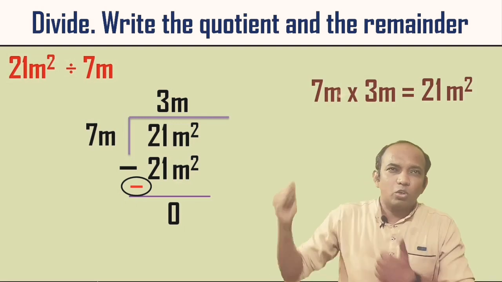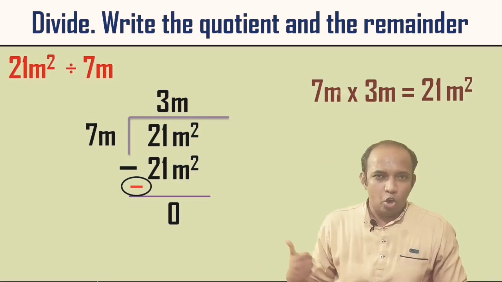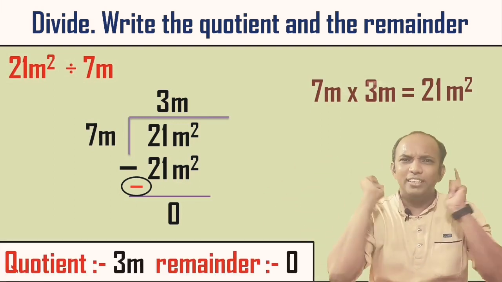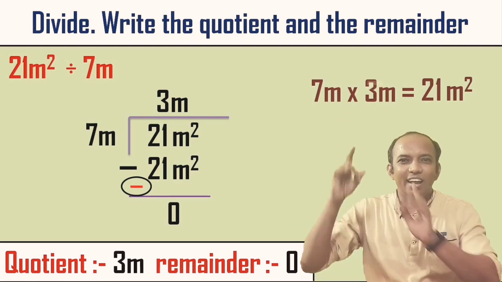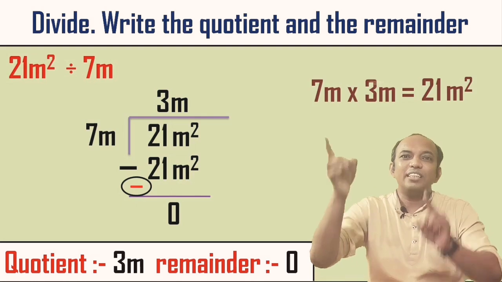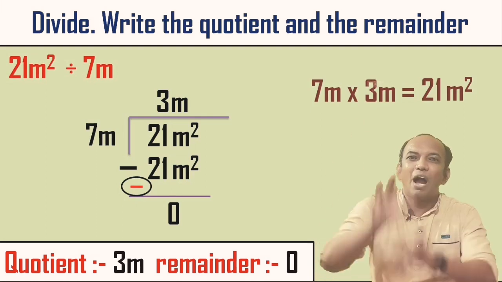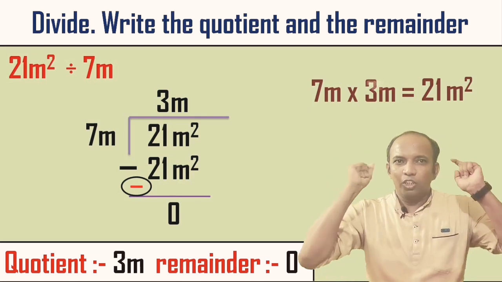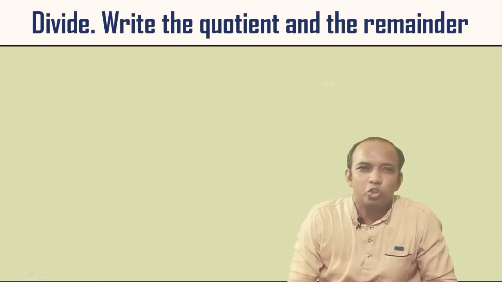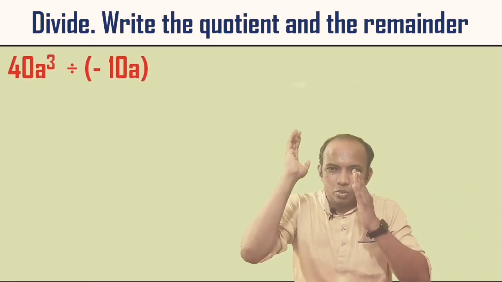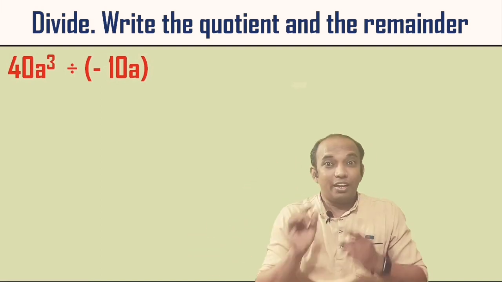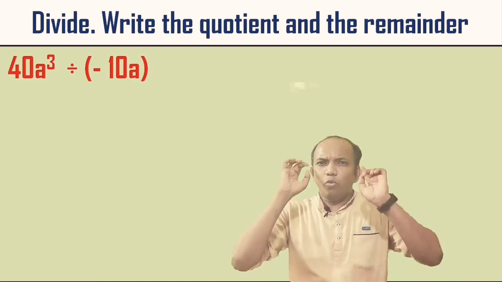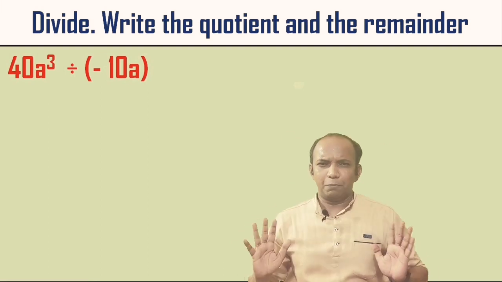So what did we get? We have quotient as 3m, and remainder as 0. Isn't it easy? Yes. What is the funda? Number divided by number, letter divided by letter, and check the difference for the power of the letters. So let's move on with the next question on the board. What does the question suggest? 40a cube divided by negative 10a. Yes. So very first apply the rule of integers.